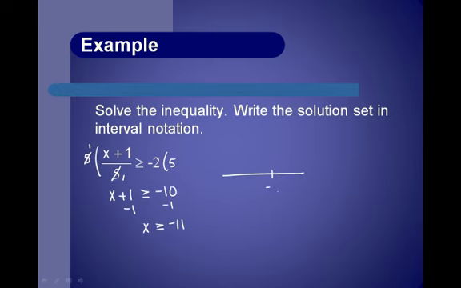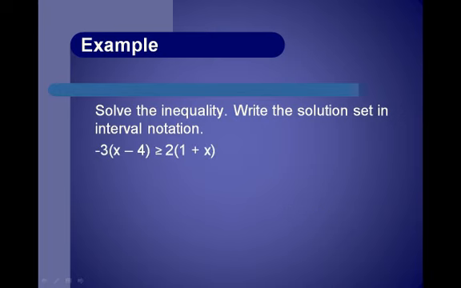Our graph, here's negative 11. It's greater than or equal to, which means it's going to be a closed circle on negative 11. And then we're going to shade to the right, which would give us an interval notation of bracket negative 11 to infinity parenthesis.